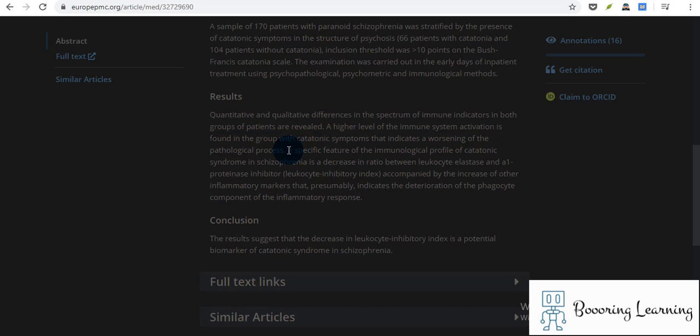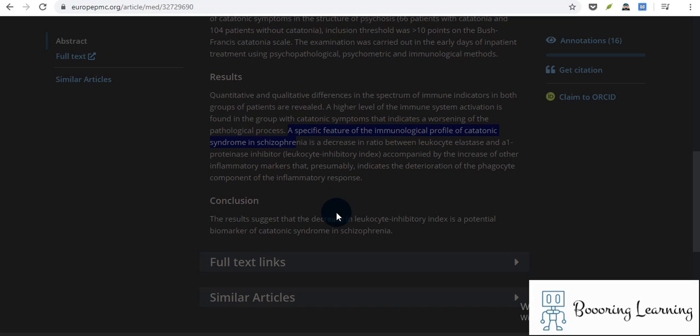others. Let's read more. A specific feature of the immunological profile of catatonic syndrome in schizophrenia is a decrease in the ratio between leukocyte elastase and alpha-1 proteinase inhibitor, accompanied by an increase of other inflammatory markers, which presumably indicates the deterioration of the phagocyte component of the inflammatory response. So as a conclusion, a decrease in the leukocyte inhibitory index is a potential biomarker of catatonic syndrome in schizophrenia.